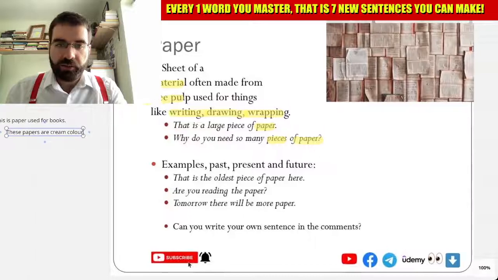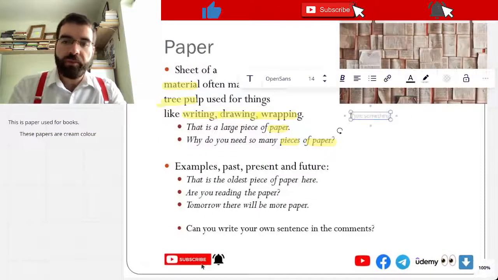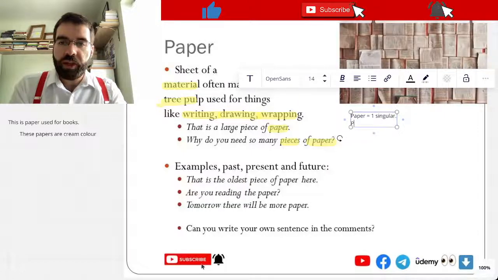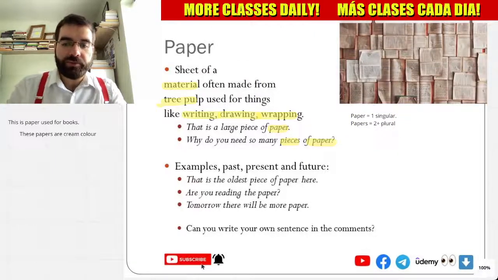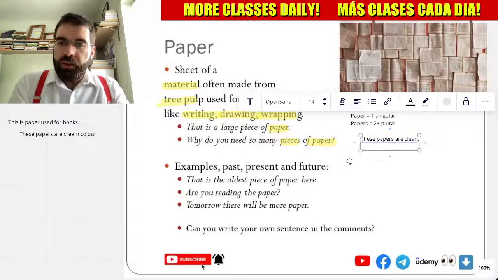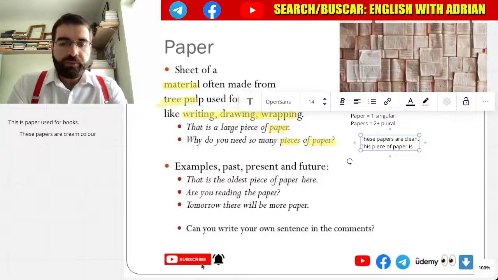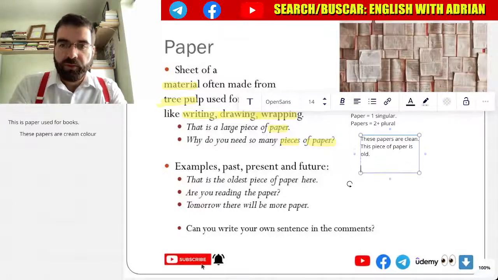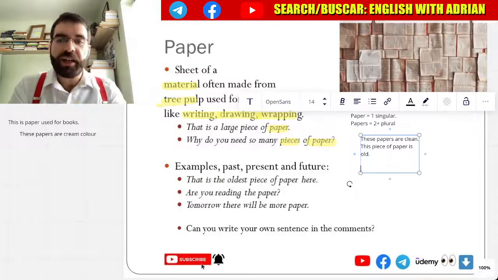So we have paper, one, so singular, and papers, two plus, plural. These papers are clean. This piece of paper is old. How cool is that?